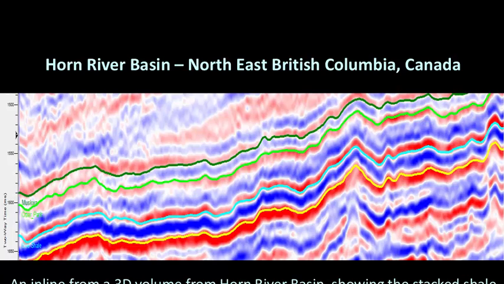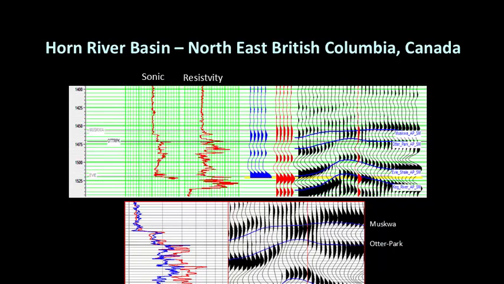I'll show you. But we tried to apply this way back, was it 4 or 5 years ago, when we started looking at the data from the Horn River Basin, where we have the Muskwa Shale, and then we have the Otter Park and the Evie formations also. And we had something like this, where we have the resistivity log in red, and the blue is the sonic transit time, and it does cross over in the Evie shale unit. And so it did show results that we were expecting.